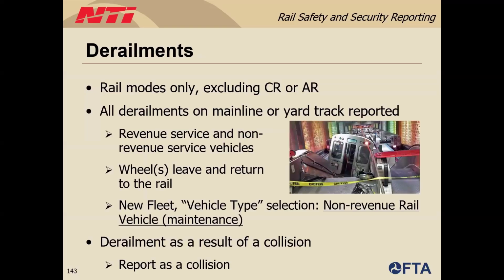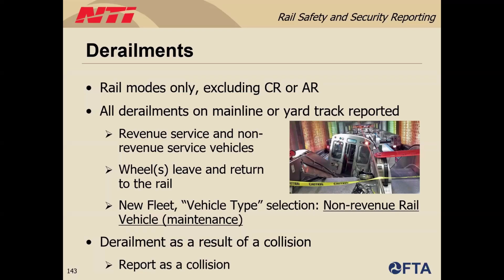Derailments are automatically reportable except for Commuter Rail or Alaska Railway, as they report only security events. All derailments of transit trains on mainline track or in the yard are reported even if the train is not in revenue service and regardless of any other major threshold. Again, derailments include situations where the wheels leave the track and then re-rail.